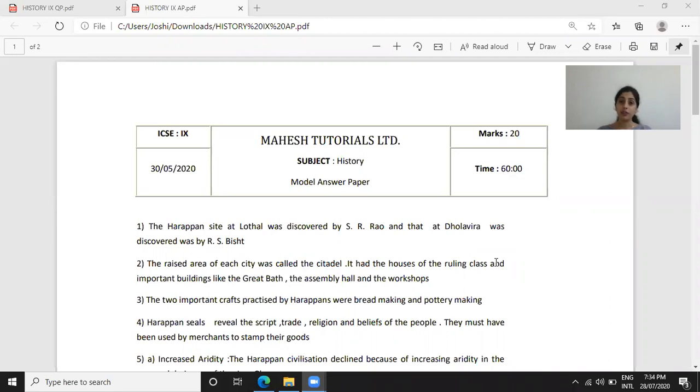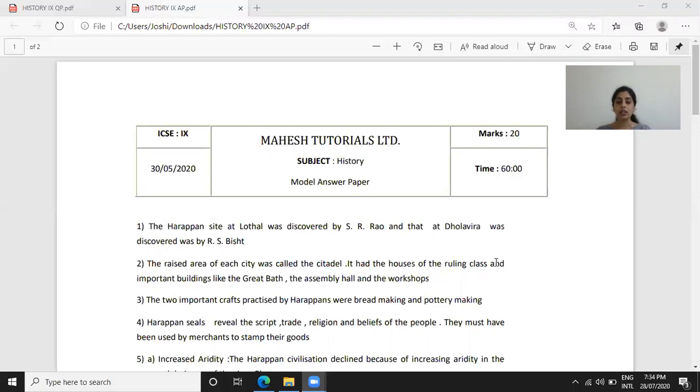Let's begin with the first one, where we have to write down 2 points for 2 marks. Always remember, answer the following for 2 marks needs 2 points compulsorily. Let's start with the first one. The Harappan site at Lothal was discovered by S.R. Rao, and that at Dholavira was discovered by R.S. Bisht. 2 marks for the 2 points.